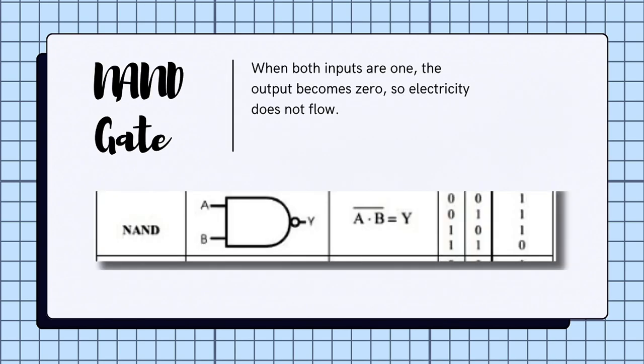The NAND gate. The NAND gate is a combination of an AND gate followed by a NOT gate. This means its output is the opposite of the AND gate. In this truth table, when both inputs are 1, the output becomes 0, so electricity does not flow. In all other cases, the output is 1. This shows that the NAND gate allows conductivity in most situations, except when all inputs are conducting at the same time.